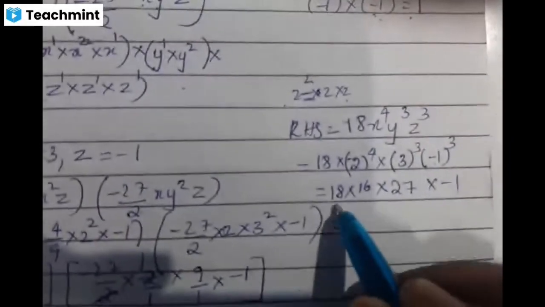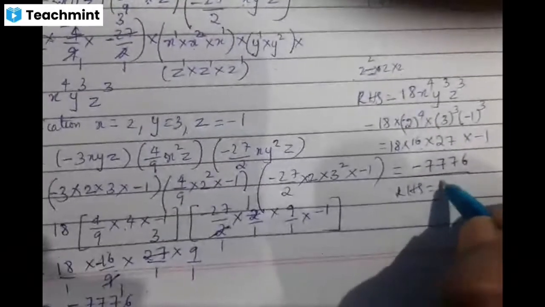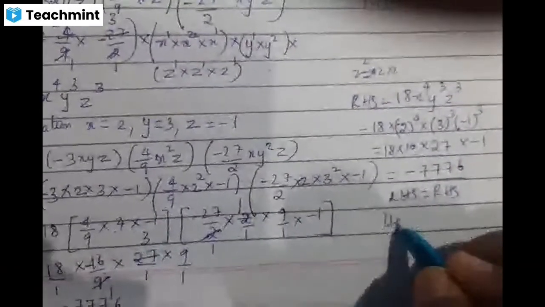So the minus 1 multiplied 3 times is minus 1. So altogether 18 into 16 into 27 will be 7776 with the negative sign. Here we get LHS is equal to RHS, hence verified.